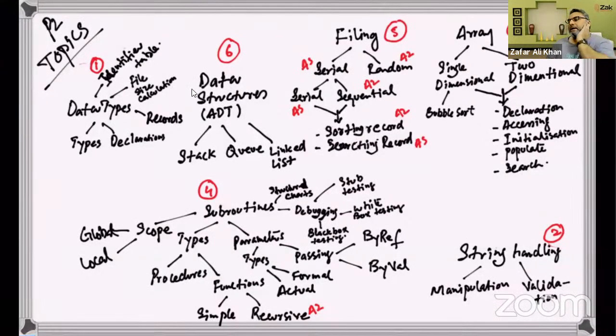Okay, now we have seen single-dimensional arrays and two-dimensional arrays, their declaration, their accessing, their initialization, populating. Now we are going to solve two of the algorithms. One is searching, the other one is bubble sort. Bubble sort mostly shows up with the single-dimensional array, and searching will be for one- or two-dimensional arrays. So let's do that.